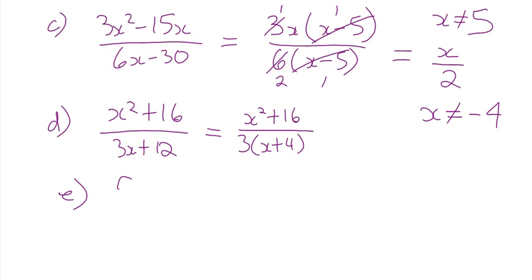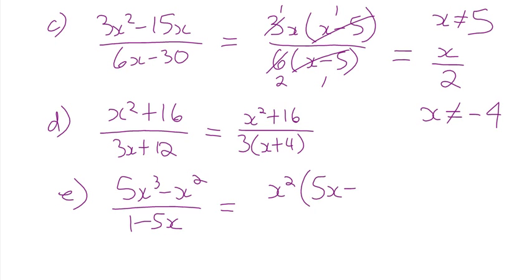5x cubed minus x squared over 1 minus 5x. Up top, I'm going to factor an x squared out of the top, and we get 5x minus 1. We look at the bottom and say, that kind of looks like 5x minus 1, except it's reversed. How can I make it 5x minus 1? Put a negative sign in front, and then write 5x minus 1.